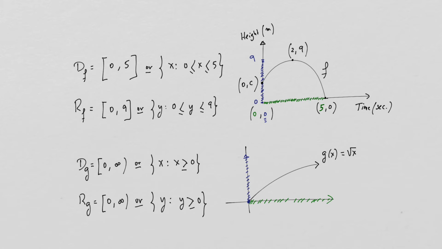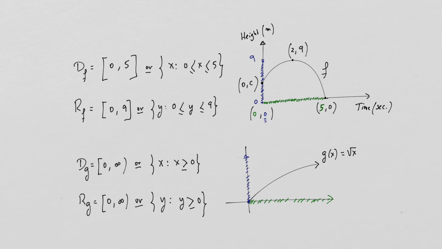Let's say I have a parabola. Maybe I threw a piece of chalk from a height c. I'm not giving you c. And it reaches a maximum of 9 meters after 2 seconds. And then it hit the ground 5 seconds later. Okay, so what's the domain and range?